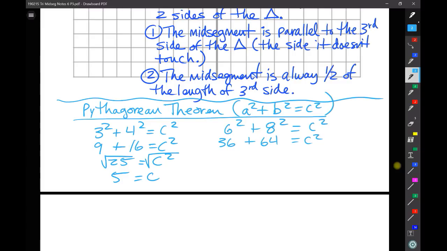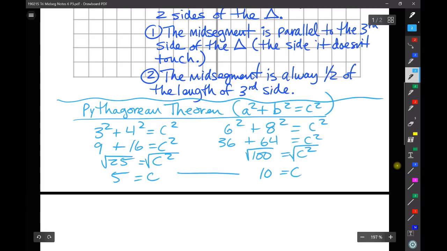30 plus 60 is 90, 6 plus 4 is 10, total of 100. So 100 is equal to C squared. C squared is some number times itself. Can you think of a number times itself that gives us 100? No, it's not 50. 50 times itself is not 100. 10, yeah! C equals 10, right? Okay, and again, that would have been done with the square root operation.